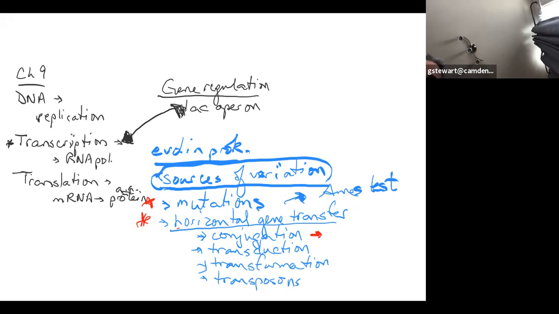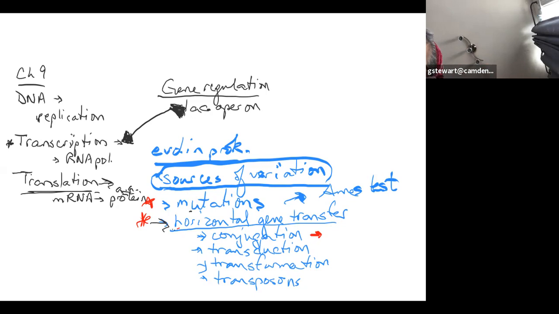So that chapter has a lot in it. It has replication, transcription, translation, gene regulation in the form of lac operon, and then also mutations, which I don't remember if they put after translation. That's usually where they put it before this. And then that whole section on horizontal gene transfer. So all of that is obviously included on the quiz.